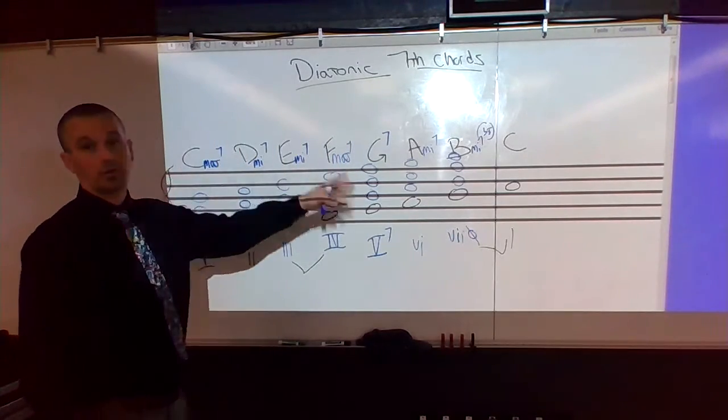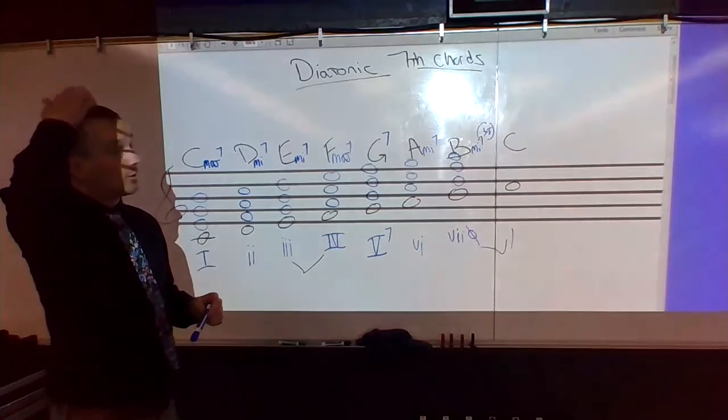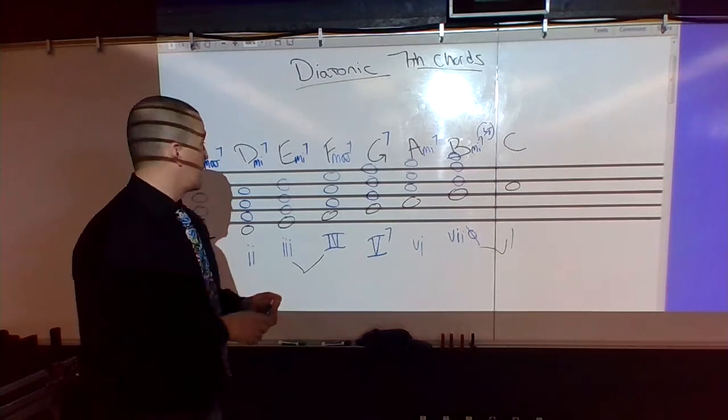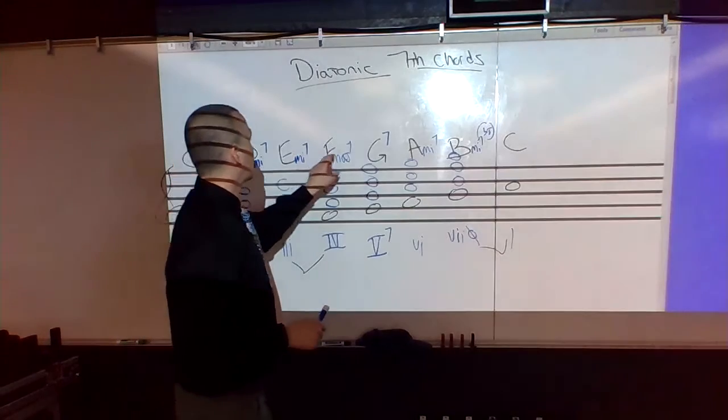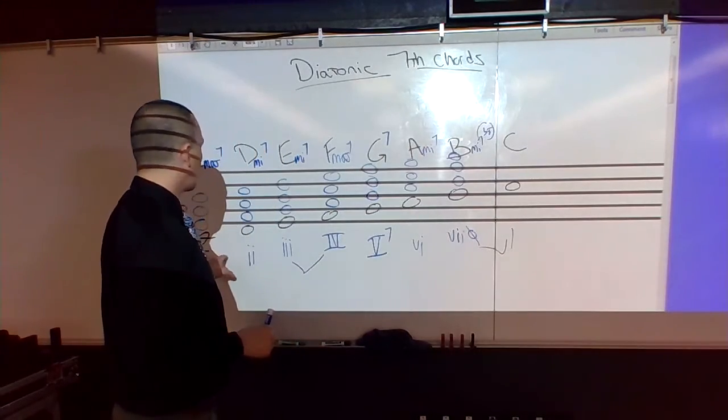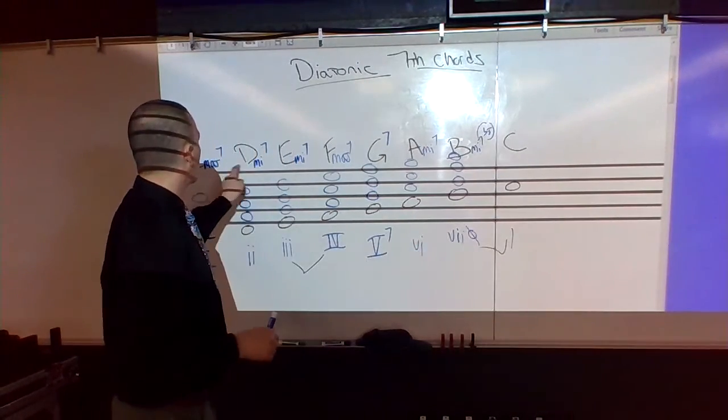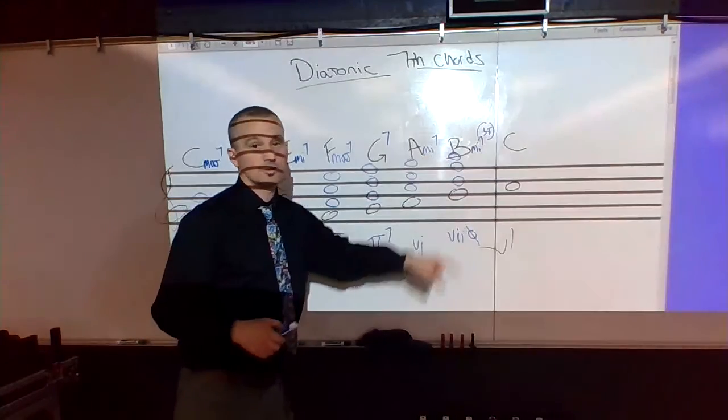So these are all of the chords that I could use in the key of C. You'll find as you move to other keys that the letters just change. These letters will change, but the Roman numerals and the quality of the chords will stay the same, just like your triads.